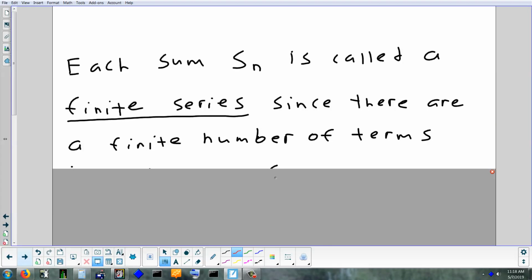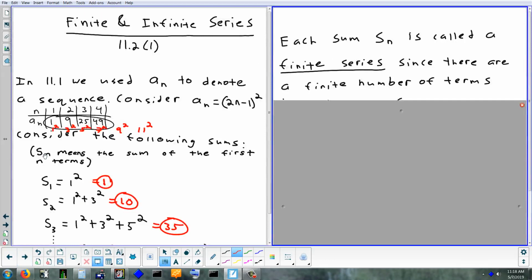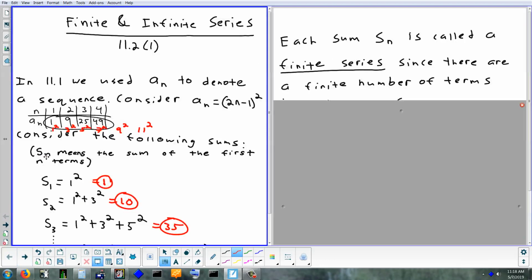Okay, so each S sub n that we came up with is called a finite series. Finite means it has an end. Series means you're adding. 1 squared plus 3 squared, that's a finite series. It ends, and there's addition. 1 squared plus 3 squared plus 5 squared. There's an end to it, and you're adding things up that have an end. So finite because it has an end, series because you added up a bunch of things to get the result.